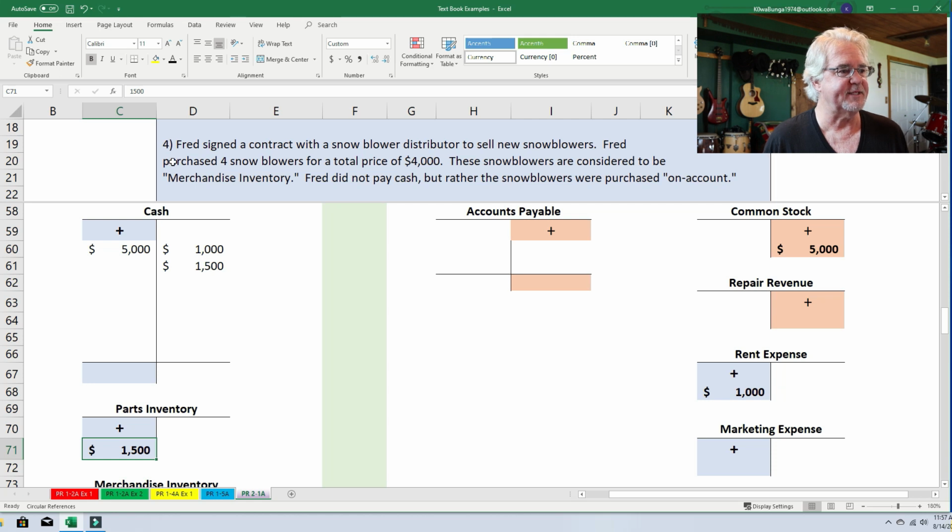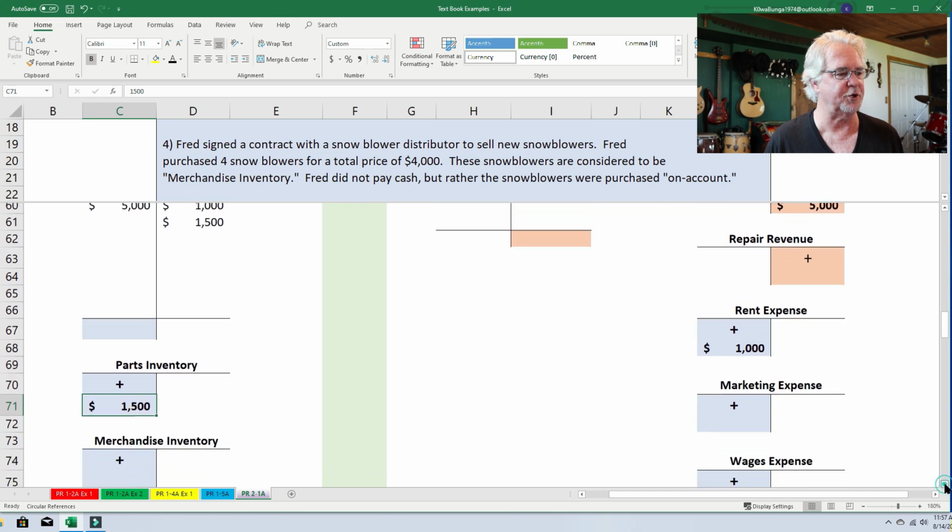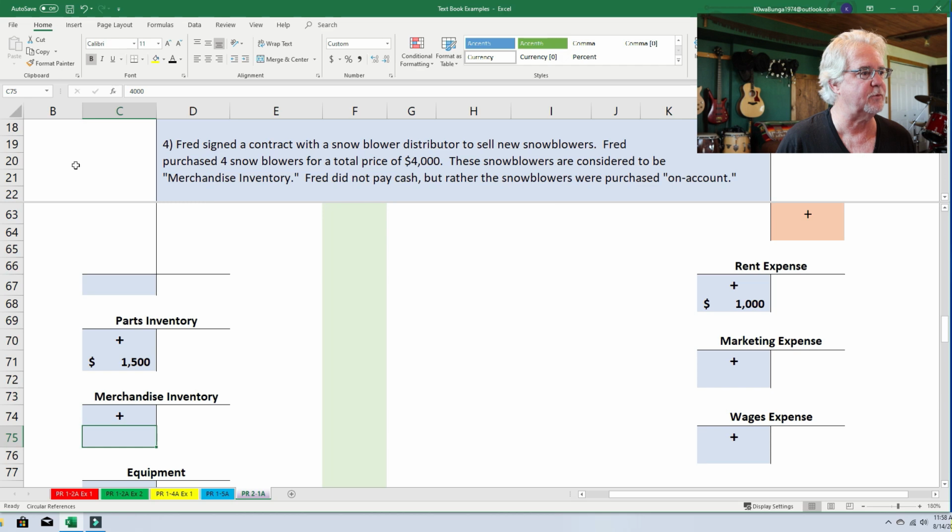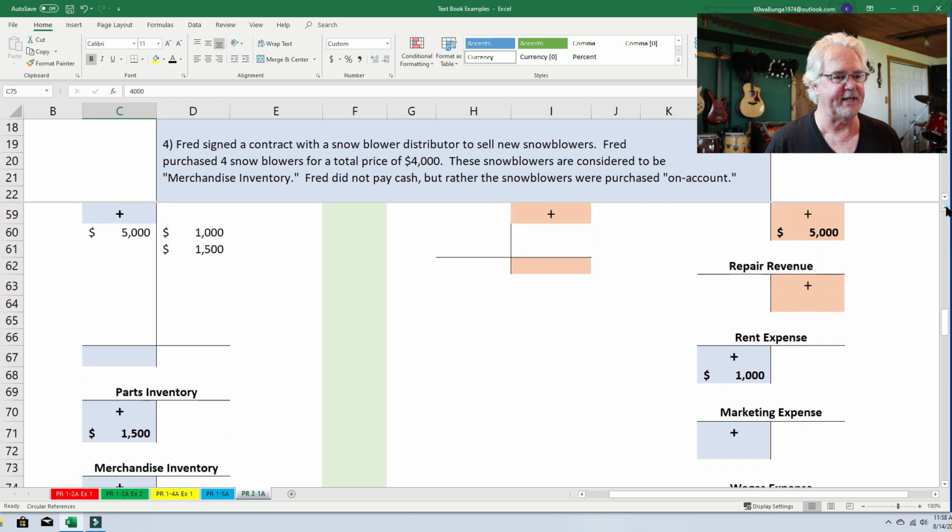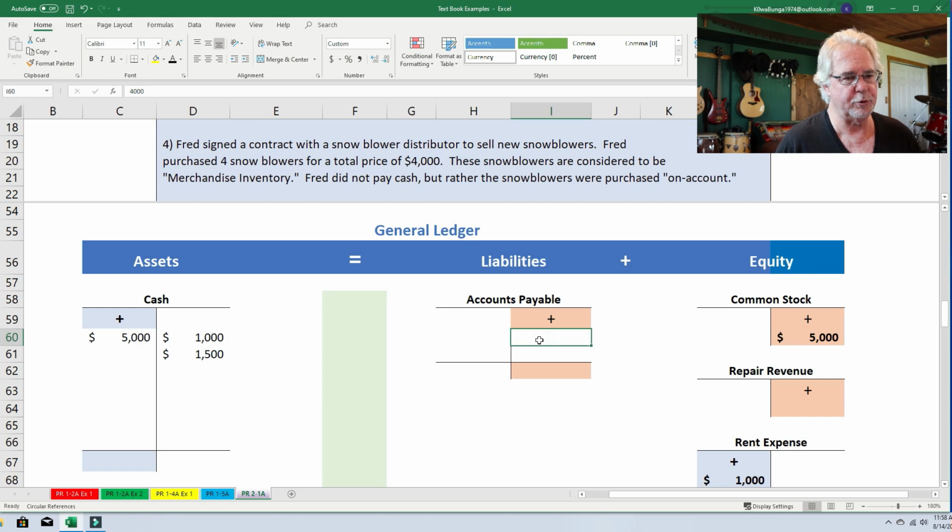So number 4, Fred signed a contract with a snowblower distributor to sell new snowblowers. Fred purchased 4 snowblowers for a total price of $4,000. These snowblowers are considered to be merchandise inventory. Fred did not pay, but rather the snowblowers were purchased on account. So Fred is buying merchandise inventory. He's going to turn around and sell these snowblowers once it gets cold outside and it starts to snow. So $4,000 of merchandise inventory. So I've got a number on the left-hand side, so I need something on the right-hand side. Now, he's not spending cash, but Fred owes this money. He owes it. So here we go, $4,000.